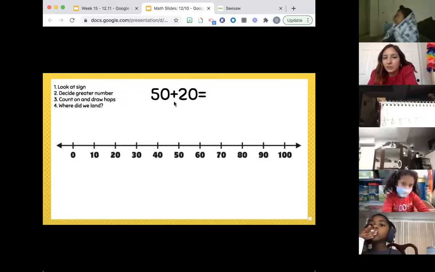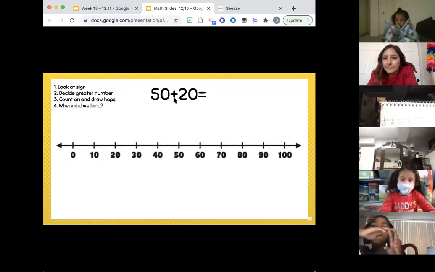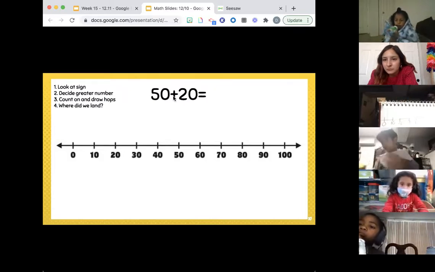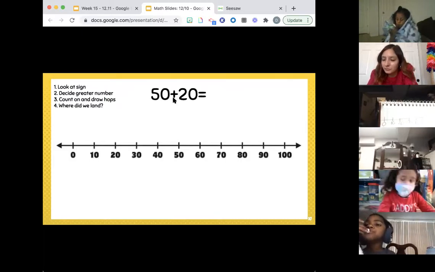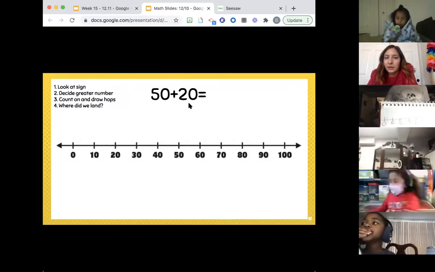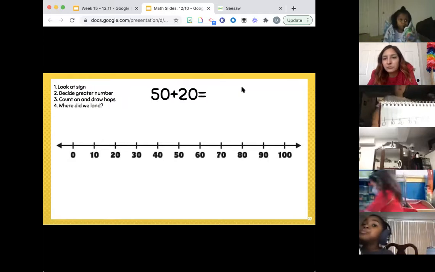So if we look at the sign, what sign do you see, Lena? 50 plus 20. So what's the sign in the middle? Plus. So that means we're counting on. Can you say that? Okay. So we know that we're going to be counting on.